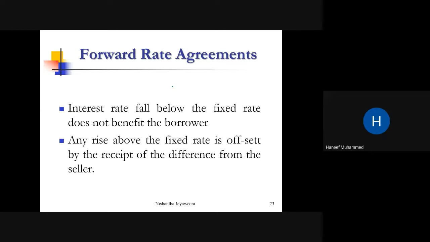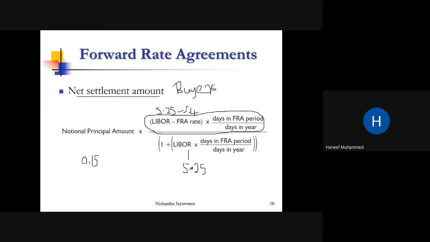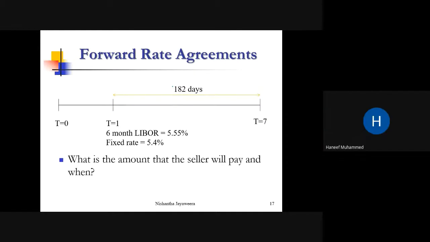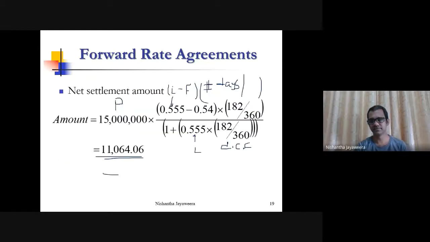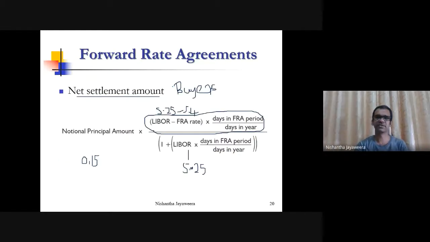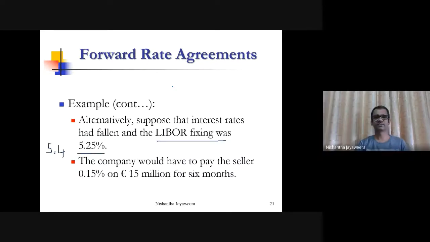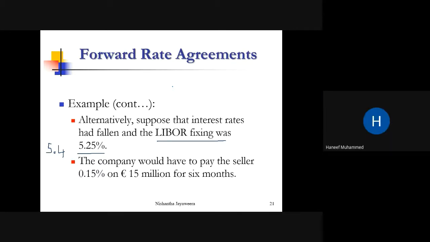Excuse me, Siddhartha. Yes. For the discounting equation, we divide by 360 since this is given in pounds. Is this in pounds or euros? Sorry, euros, yes. If it is pounds, 365. Since it's in euro or dollars, we use 360. That's the market convention. If it is Sri Lankan rupee, 365.